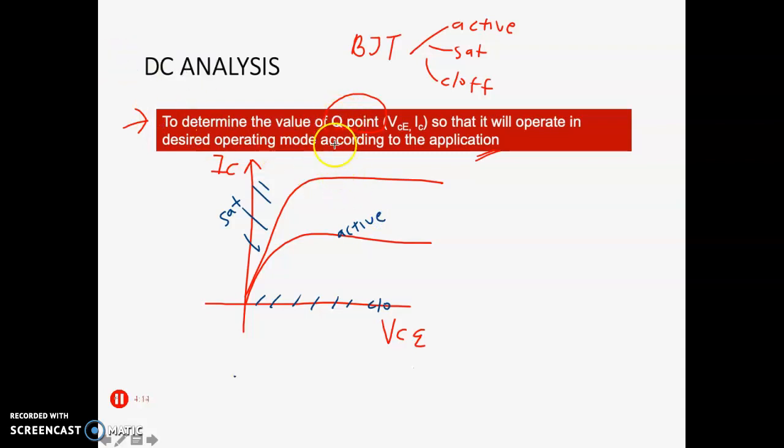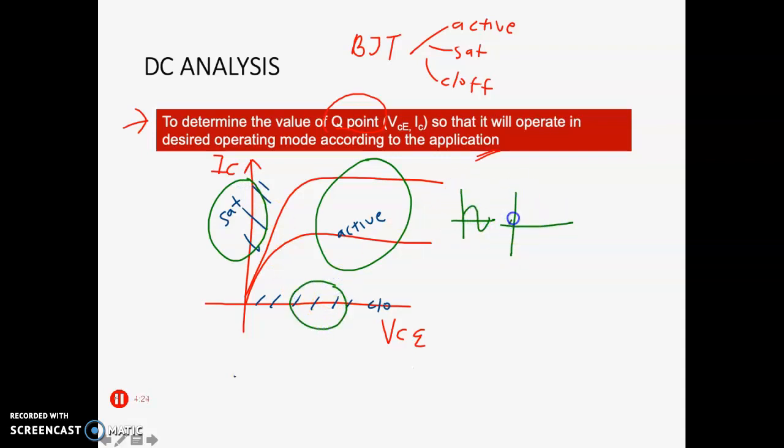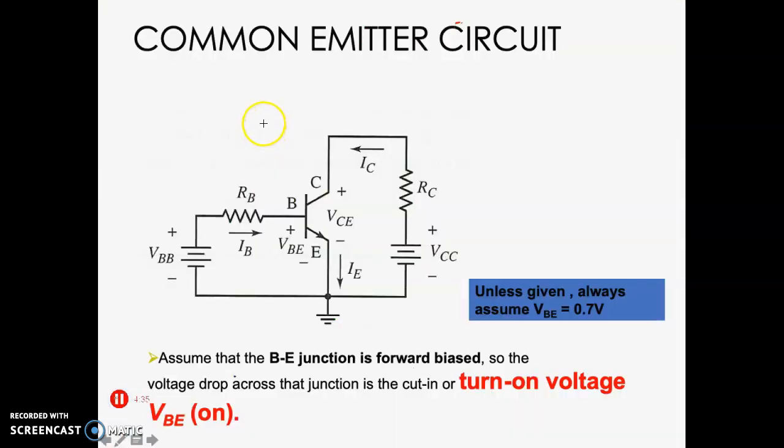Because you're going to find the Q point. The Q point is either at the active region, at saturation, or at cutoff. So if you want to make an amplifier, you need to make sure your Q point is located at the active region. That's why you need to do DC analysis. Okay, here I'm going to show you how to get the Q point.